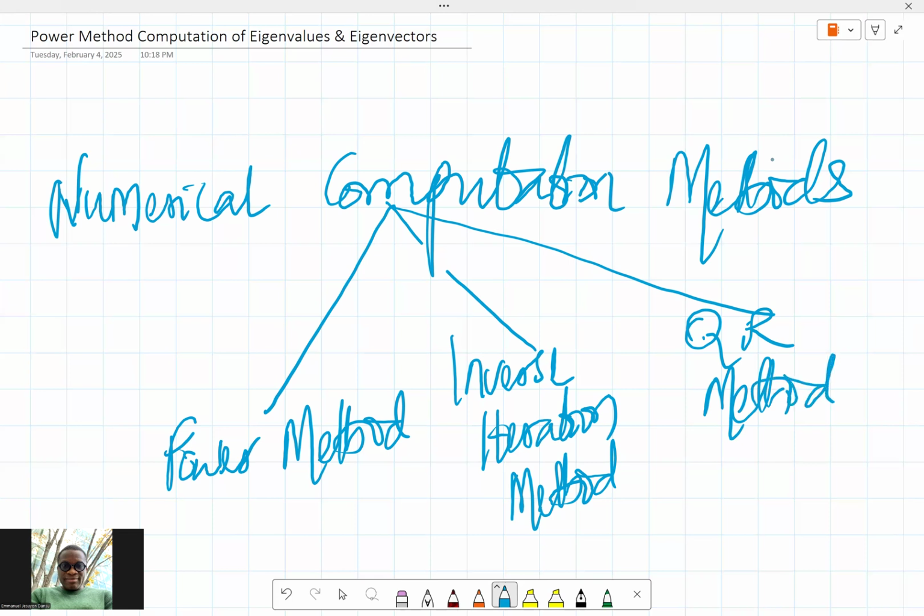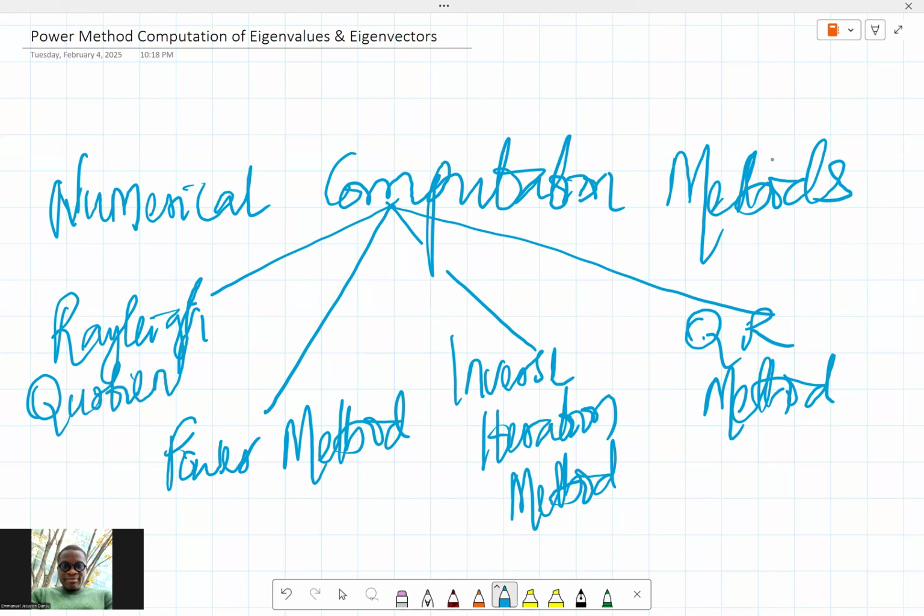There are so many methods, but we are going to just look at maybe 4 or 5 of them. So apart from the QR method, we also have the Rayleigh quotient method, and so on and so forth. But I think these 4 are the methods I'll be considering in this next set of videos.